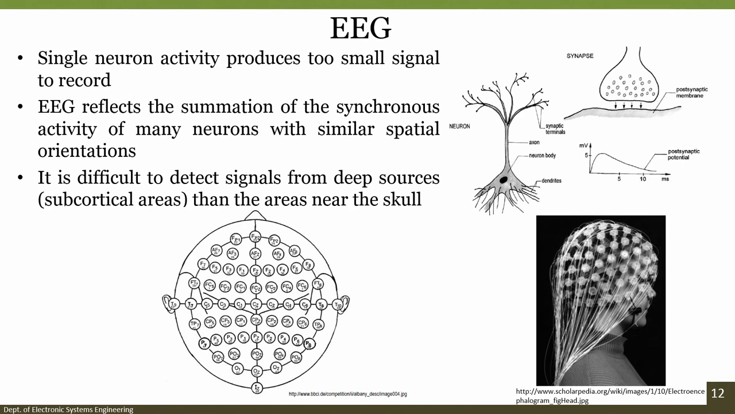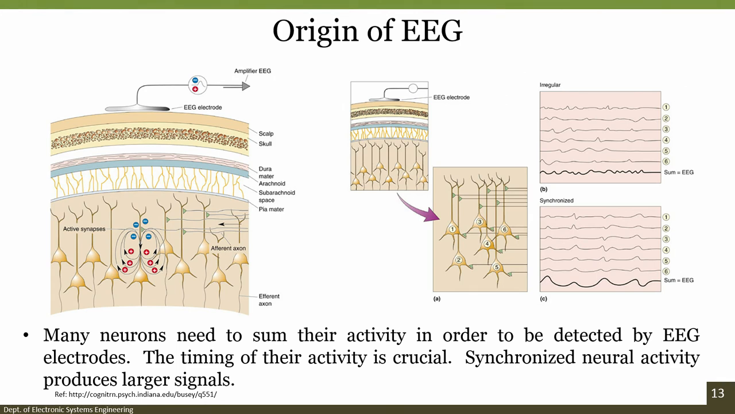When you talk about neurons, there are dendrites and there is a neuron body and an axon, which connects to other synaptic terminals, and then you have a few millivolts, actually microvolts, of signal that is generated. This is a schematic of the electrodes placed on the head of a patient, and like I said, we are understanding the signals that are generated from the area near the skull. This is how we can describe the origin of EEG. If you see this particular figure, there are active synapses, and there are afferent axons and efferent axons.